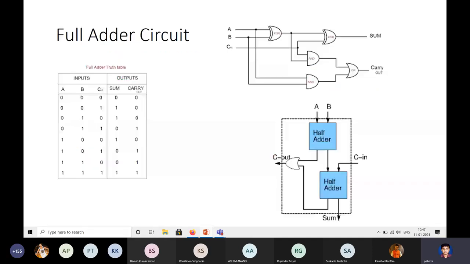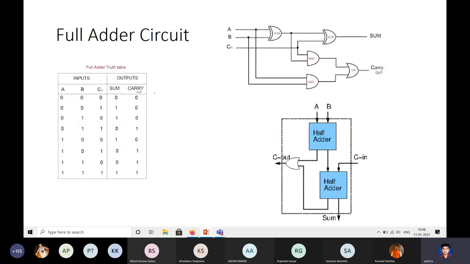Okay, so I have copied the truth table again. Let's see how to build them using a circuit. All right, so if you don't have a 3-input XOR, you can implement that using 2-input XORs. They are associative.